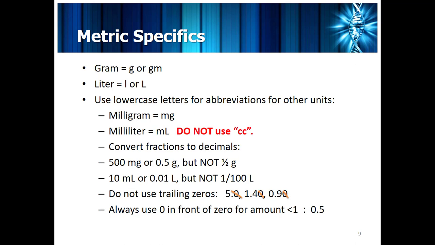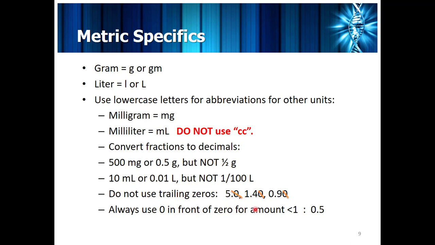Metric specifics. So when you say gram, you're looking for the G or GM. Liters is L, or hopefully uppercase L. And with milliliters, we have M capital L, and do not use CC. It is no longer accepted. And these are just some more specifics related to it. Do not use trailing zeros.